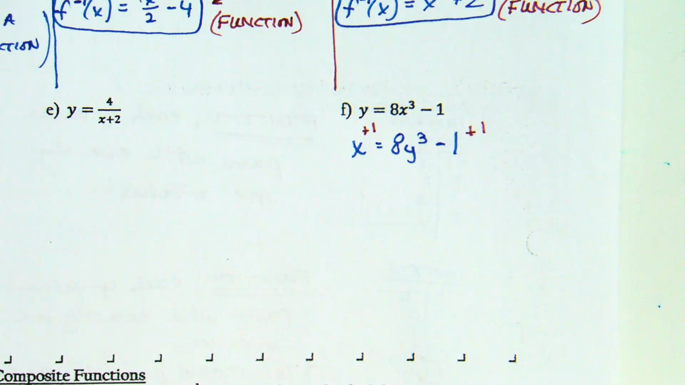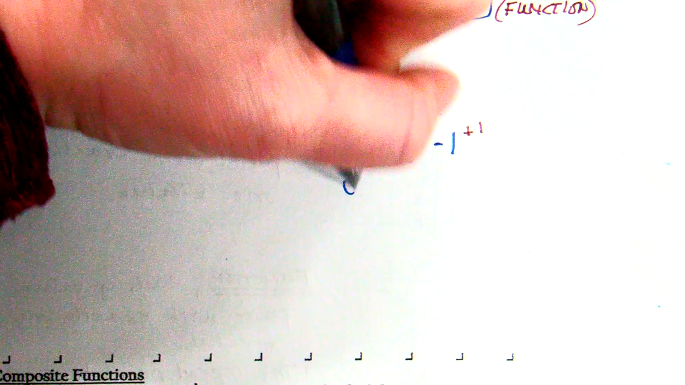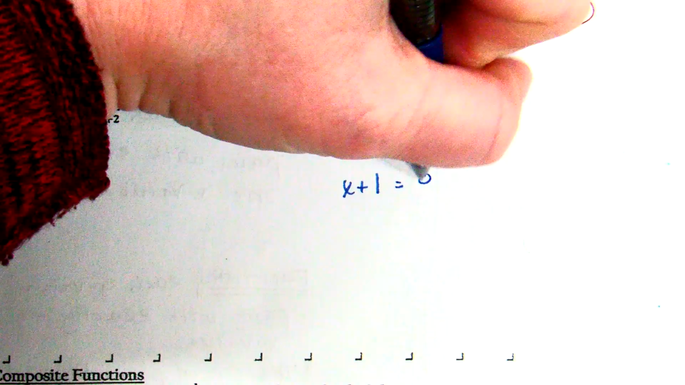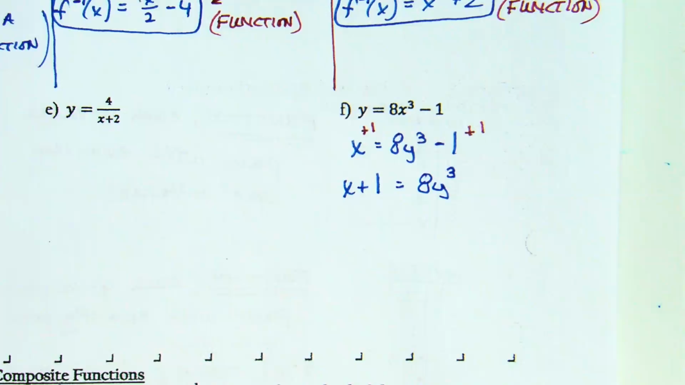What is x plus 1? X plus 1? What is 8y cubed minus 1 plus 1? 8y cubed. I didn't flip it this time. Oh well, I'll flip it next step. Is y isolated? Is it by itself? Almost. What's the next step to get y by itself?